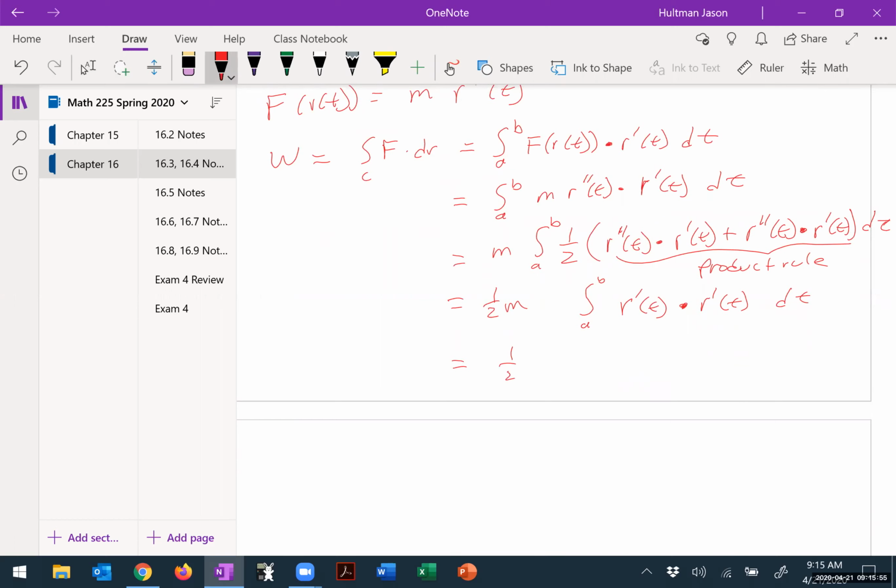So this is 1/2 m. This guy here, I'm going to rewrite as the magnitude of r prime of t, squared, from a to b, dt.